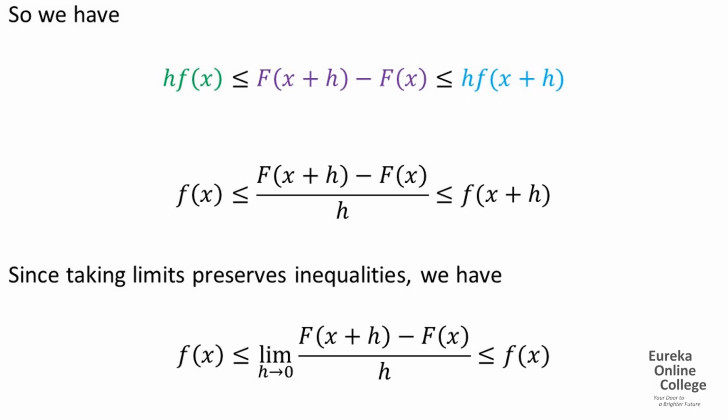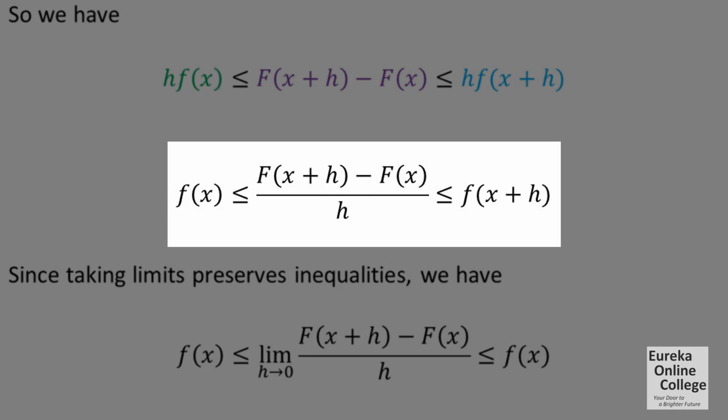So if I take that top inequality there and I divide everything by h, again the way I've drawn it, h is some small positive number, so we can divide through this inequality and all the inequality signs stay the same. We're going to have f of x is less than or equal to big F of x plus h minus big F of x all over h, which is less than or equal to little f of x plus h.